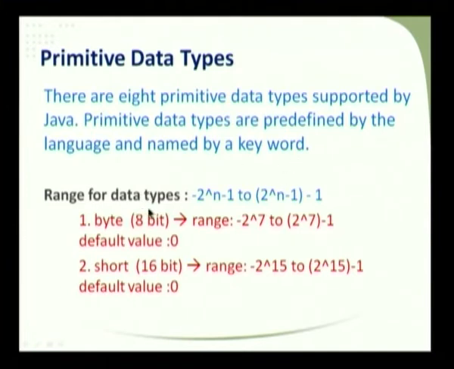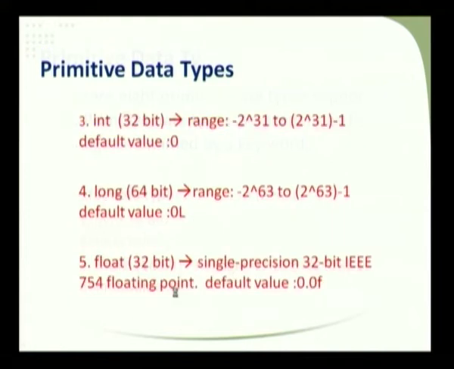The range of data types will normally be minus 2 power n minus 1 to 2 power n minus 1 minus 1. For example, byte is a data type with 8 bits, so the range will be minus 2 power 7 to 2 power 7 minus 1. If you are not assigning any value to the variable, the default value will be 0. Similarly for short, the range of values will be minus 2 power 15 to 2 power 15 minus 1 and the default value will be 0. For int it is 32 bit, the range will be minus 2 power 31 to 2 power 31 minus 1, and the default value will be 0.